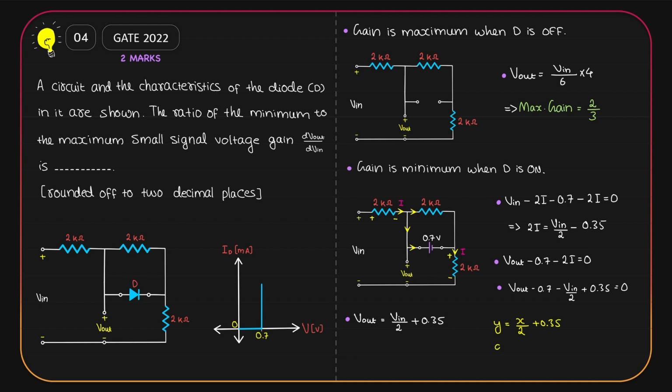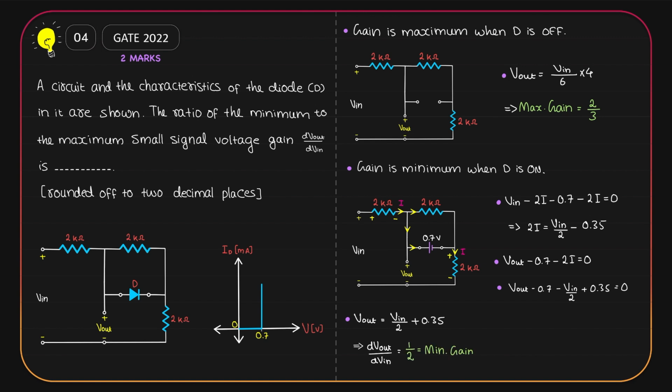Now, what I want is dy by dx. It is d by dx of x by 2 plus 0.35. d by dx of x by 2 is 1 by 2 plus d by dx of 0.35 is 0 because 0.35 is a constant. So here dVout by dV input, the small signal voltage gain is 1 by 2. And this will be our minimum gain.